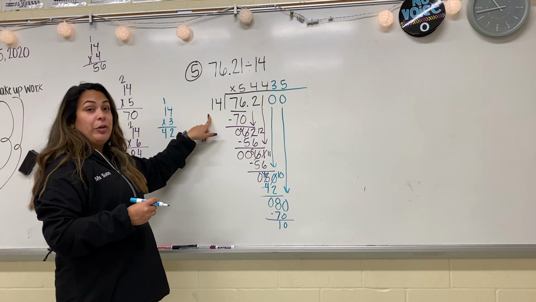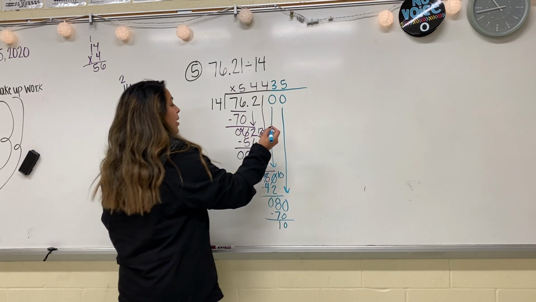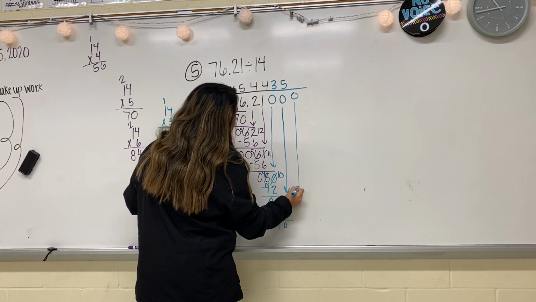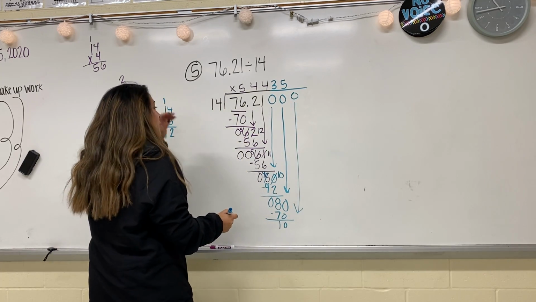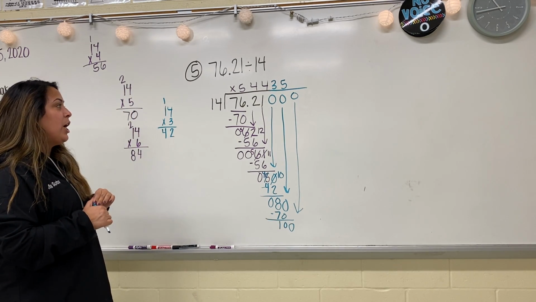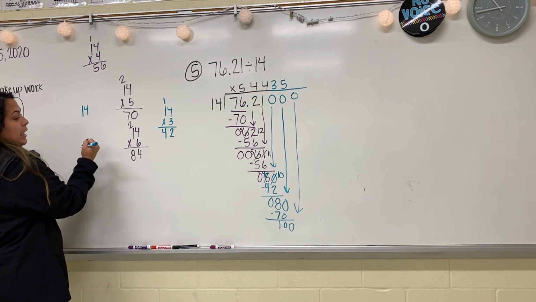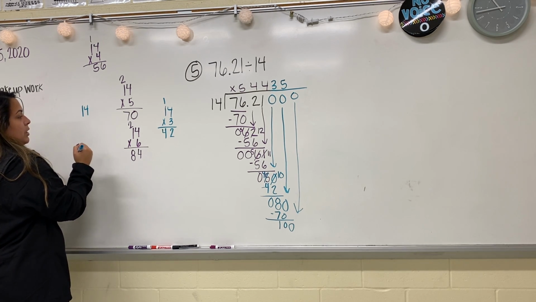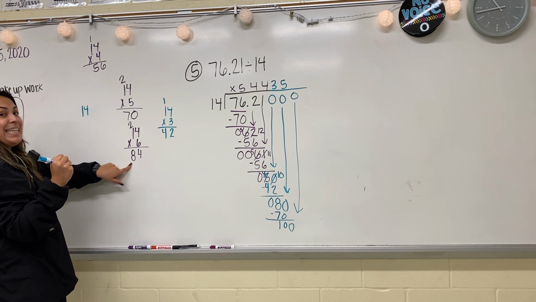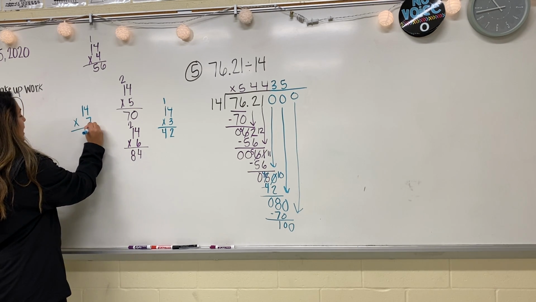Well, I can't do 14 to go into 10, so I'm going to put a 0 and bring it down. And I just realized I probably did all this wrong. And I need to figure out how many times 14 can go into 100. So over here, I'm going to do 14 times 7, because when I did 6, I got 84, so I want to go higher. So 14 times 7.